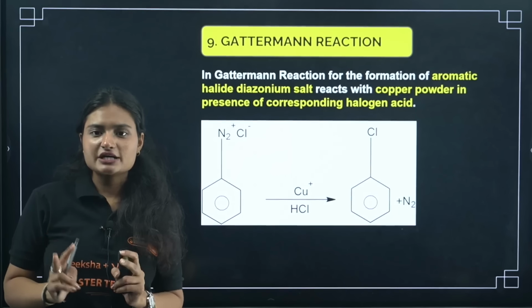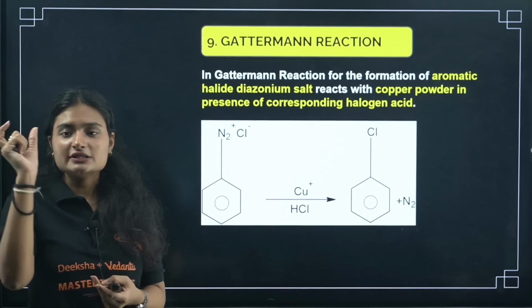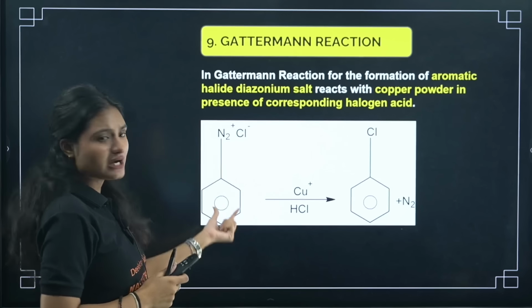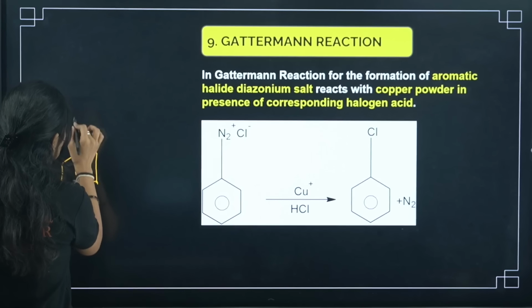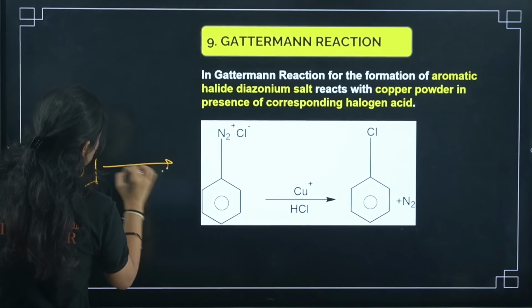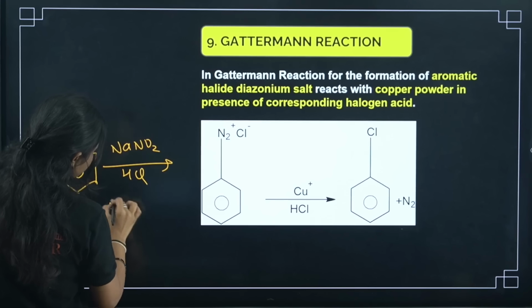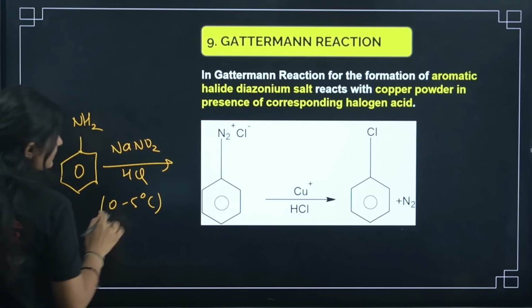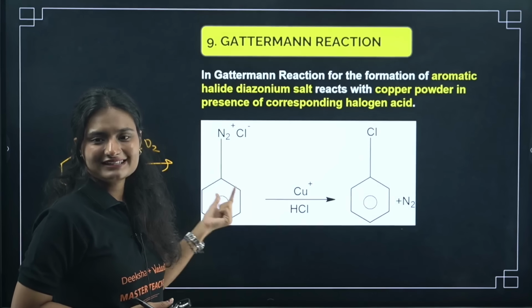Again, we have two reactions of similar name, the Gattermann reaction and the Gattermann-Koch reaction. Both are different. In the Gattermann reaction, you have a diazonium salt. How do you synthesize it? You have an aniline. You treat that aniline with nitrous acid, or you can say NaNO2 in HCl, and the temperature should be around 0 to 5 degrees Celsius. We get this diazonium salt.